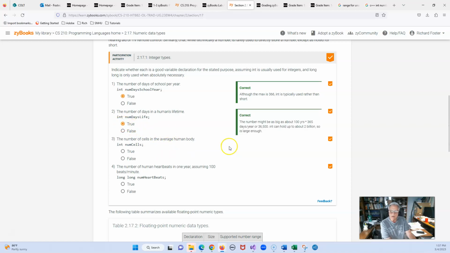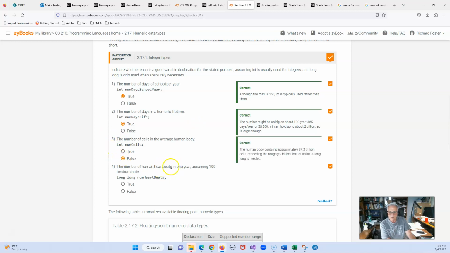And we're good here. So now we have the number of cells in an average human body. I have no idea how many cells there are. I am not a microbiologist, but I can imagine it's an awful lot in here. So the number of cells, because this is an integer, I would go false.